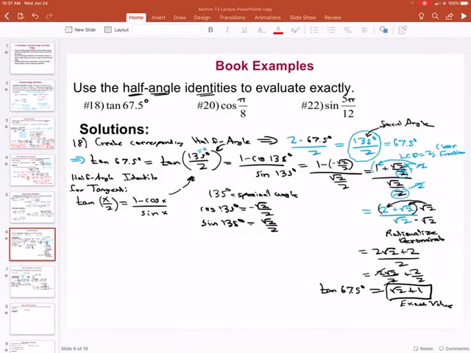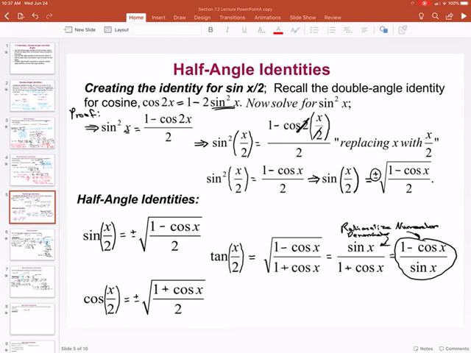Half angle identities. Sine of x over 2 equals plus or minus, again depending on where our angle measure is as far as the sign of the value of the function, the square root of (1 minus cosine x) over 2. Cosine of x over 2 is plus or minus the square root of (1 plus cosine x) over 2.